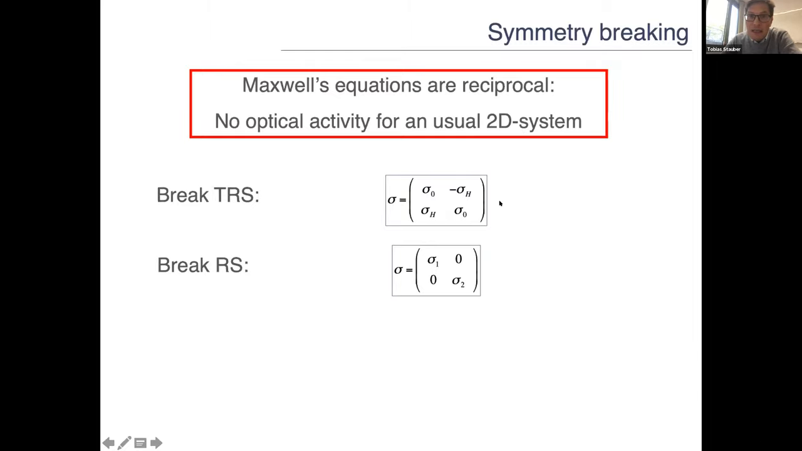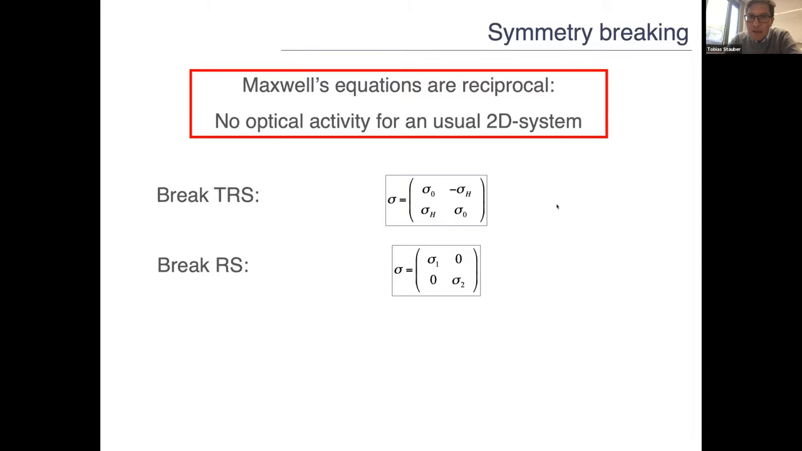In order to see it, you have to break some symmetries. Usually what is done is you break time reversal symmetry, then you introduce these Hall terms here, and this gives rise to a Faraday rotation, which can be very large in a strong magnetic field. The other way would be to break rotational symmetry. Then you have a birefringent system, so you have a different conductivity in X direction than in Y direction. By rotating the system, non-diagonal terms also appear here, and this gives rise to optical activity.